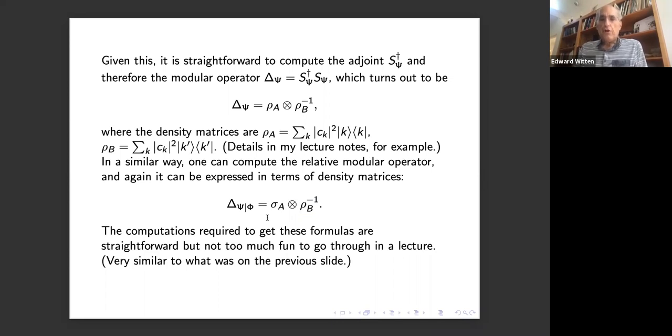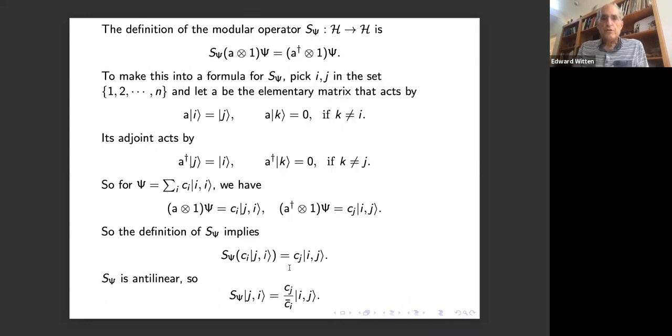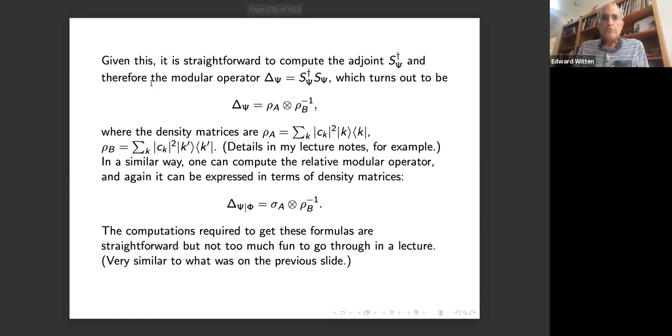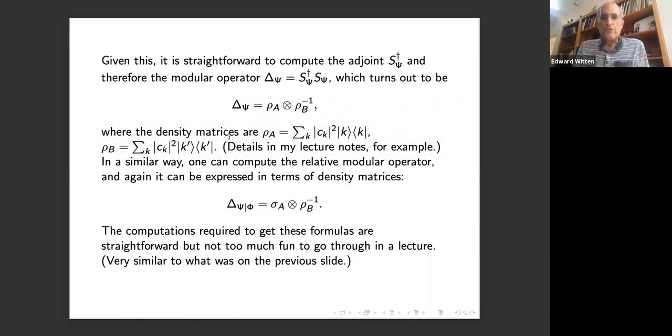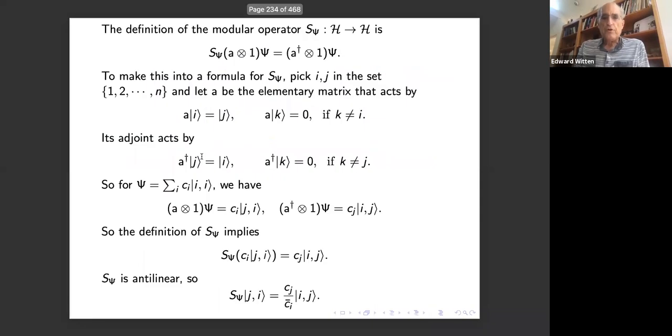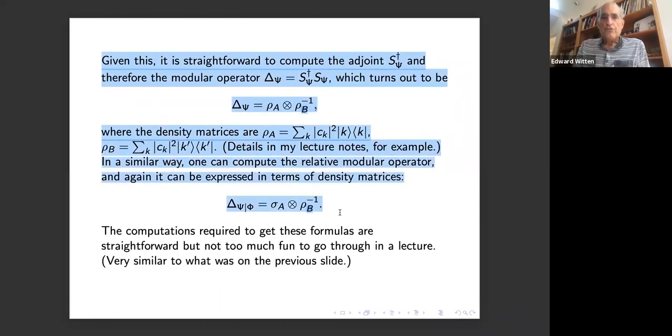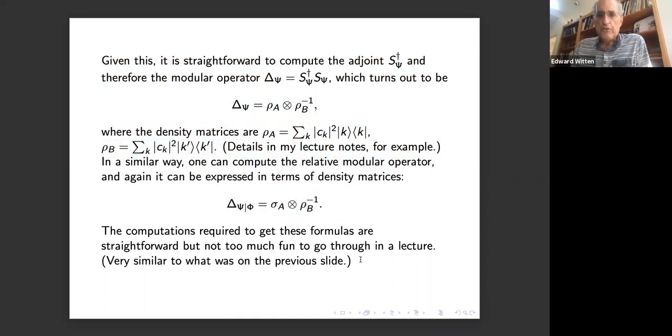Now, the computations required to get these formulas are straightforward, but not too much fun to go through in a lecture. They're very similar to this page. In a previous lecture, I once did it. I wasn't sure how much the audience enjoyed those 4 slides, but in a series of 4 slides similar to this one, I went through all the computations to get these formulas. Today, I decided to spare you, and you can read about it, for example, in my lecture notes, I think near the beginning of section 3, no, maybe section 4.